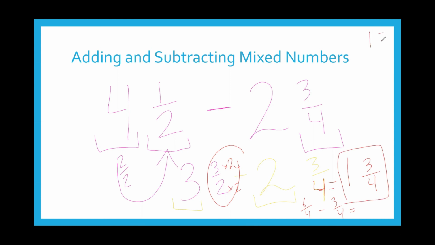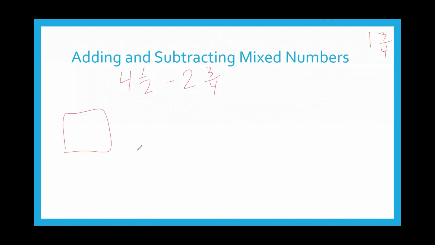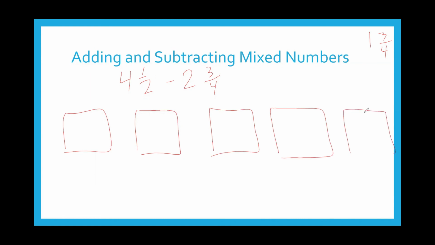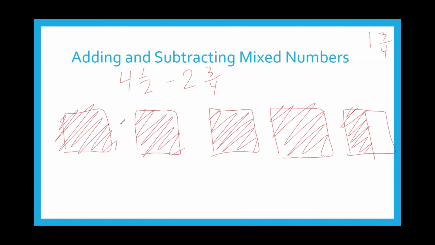So what does that look like? Again, I'm going to put our answer here, and I'm going to show you what that looks like in a visual. So we had 4 and 1/2, and we subtracted 2 and 3/4. So if we have, again, 4 wholes and then 1/2, I'm just going to color these in red to show that's what we have. And again, we subtracted 2 wholes. So I'm going to color these in yellow. We subtracted 2 wholes, so those are gone.